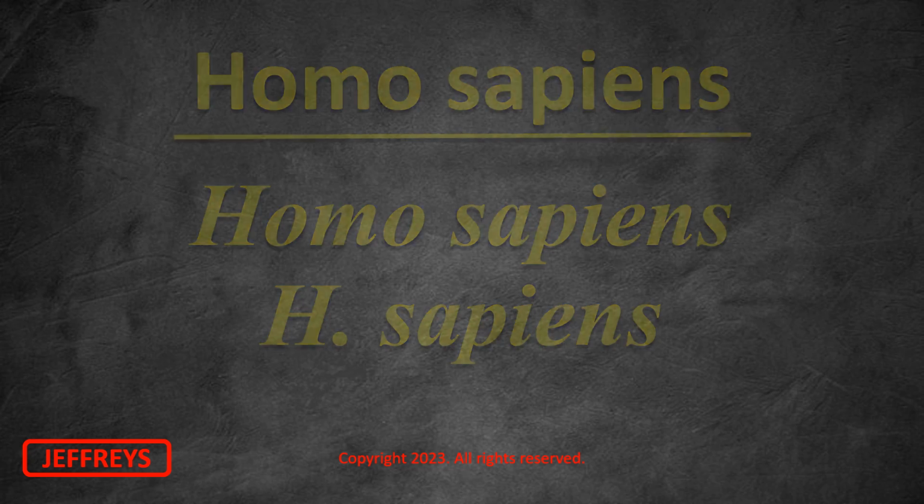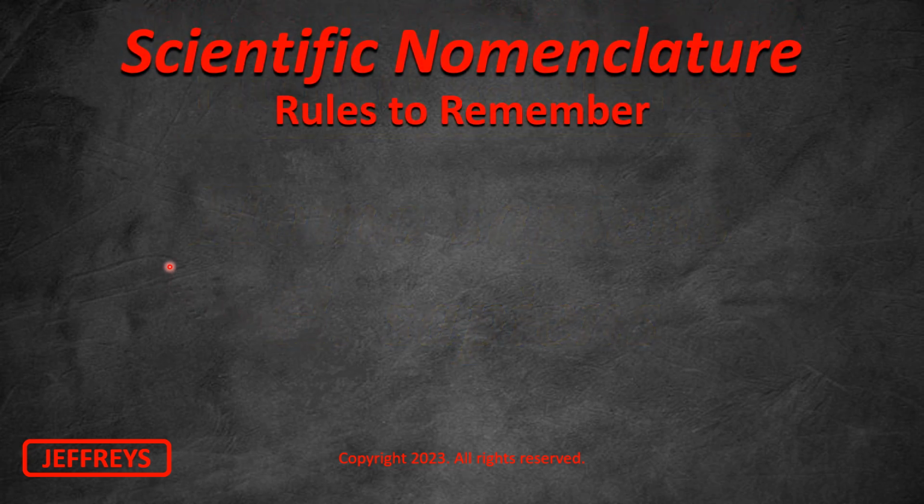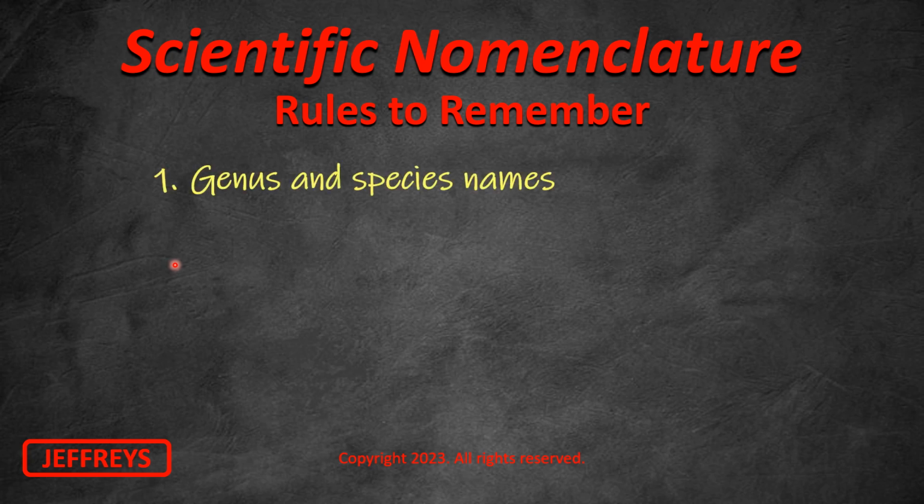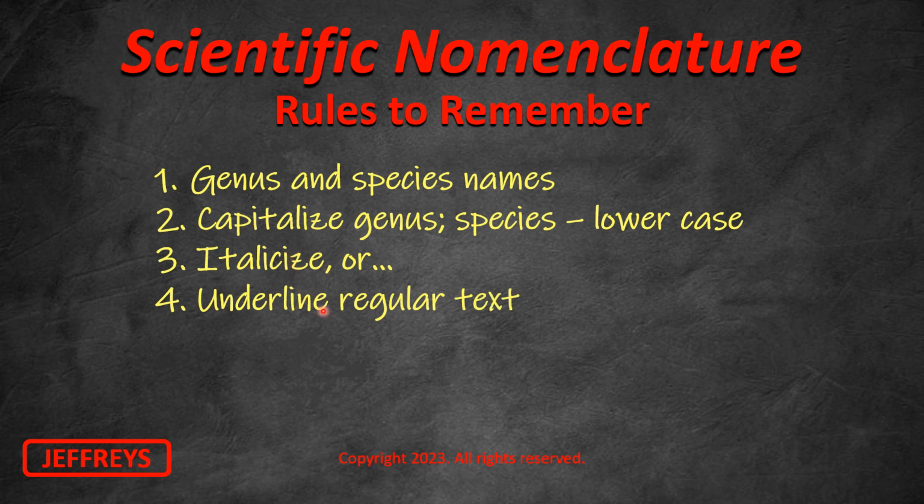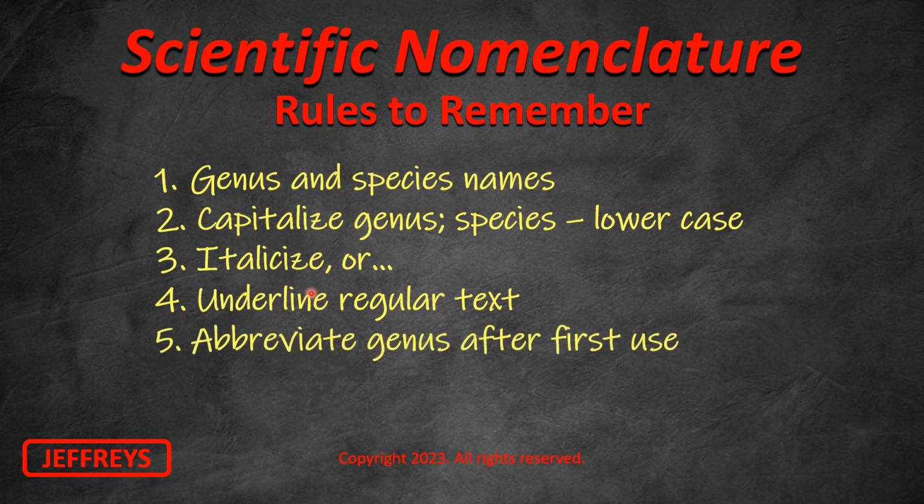Easy enough? So your scientific nomenclature rules to remember, very simple. The scientific name includes both the genus and species names together. You always capitalize the genus name. The species name is always in lowercase. You can either italicize the genus and species names, or you can use standard text and underline it. Regular text, standard text, not italicized. And then finally, once you use the full genus and species names together the first time, after that, feel free to abbreviate the genus name after the first use. You have to continue writing out the species name.